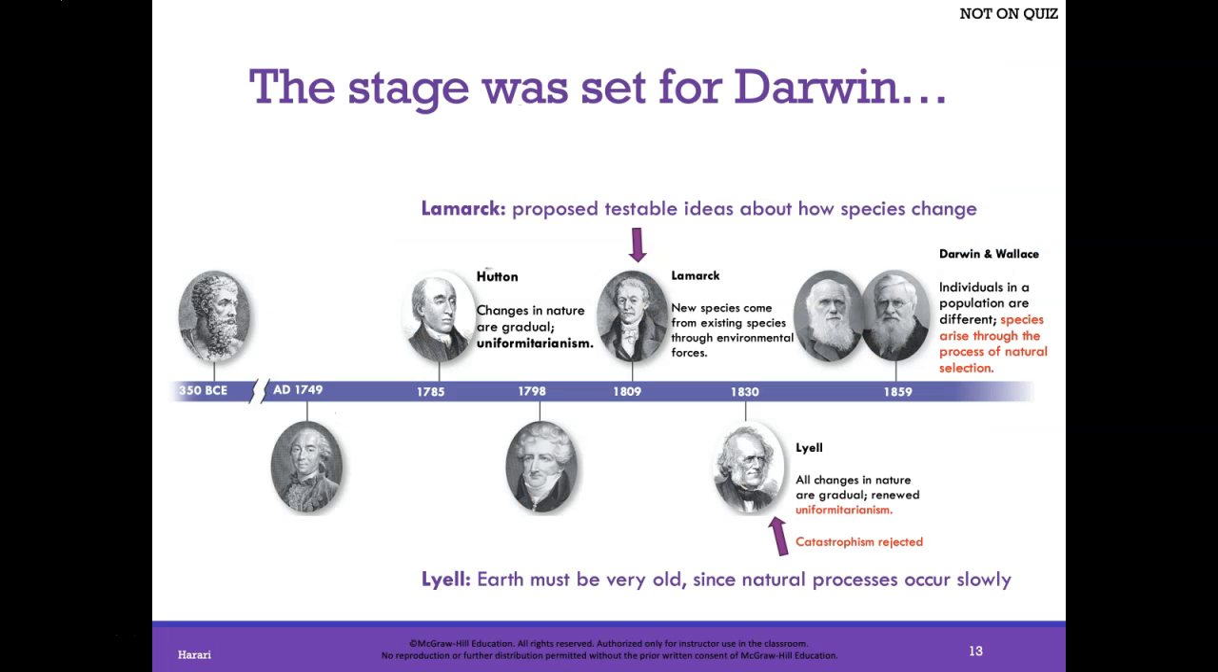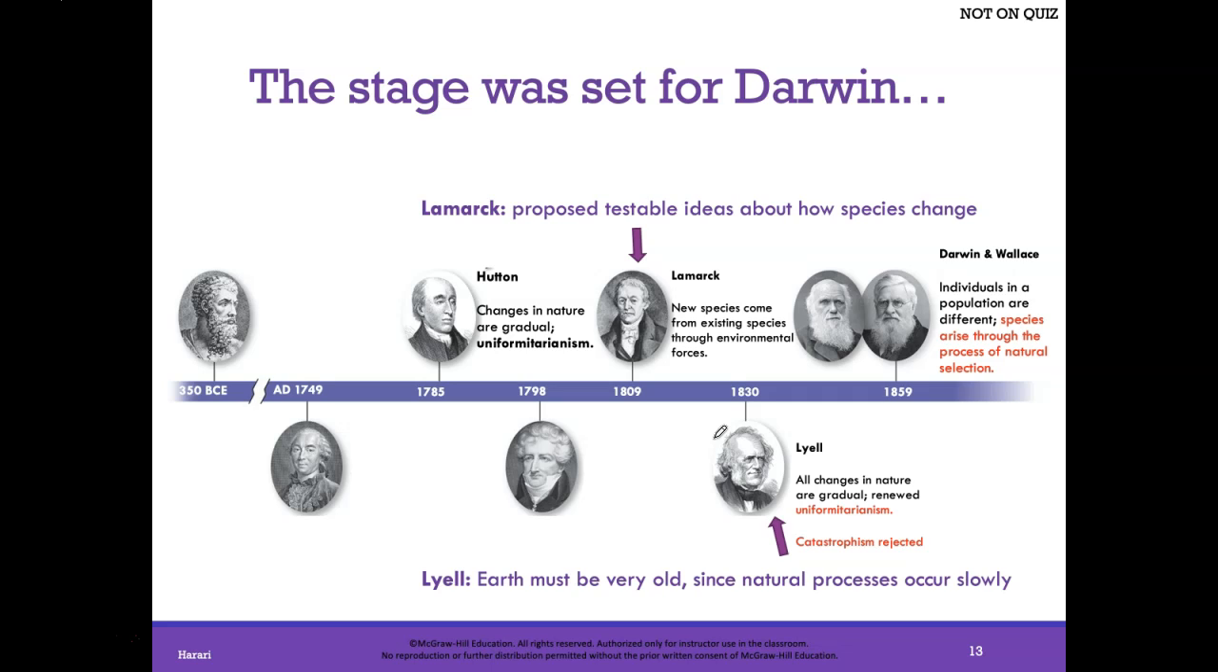So once it was established that fossils represented extinct life, and that species can definitely change, then scientists started coming up with ideas about how species can change. And Lamarck in 1809 came up with the first testable ideas, the first hypotheses about how species actually change. And he said that new species come from existing species through environmental forces.